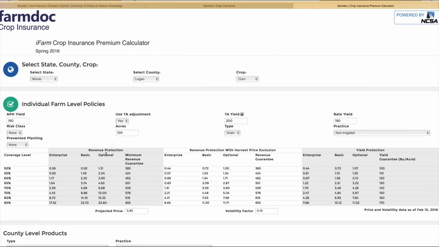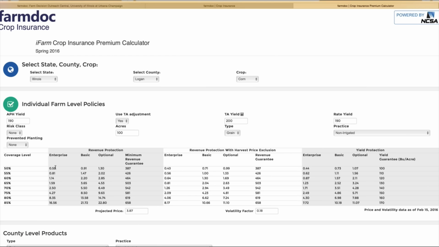Here you have revenue protection. Here you have revenue protection with the harvest price exclusion. Here you have yield protection. We currently have this in there at a $385 price. I'm going to put a $387 just to keep it the same. And as of last week, the volatility was 18, which is considerably below where we were at last year. Last year we were at 0.21.